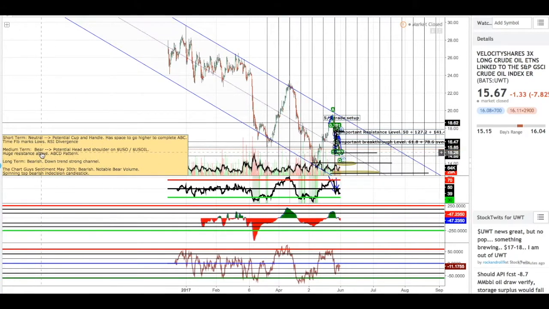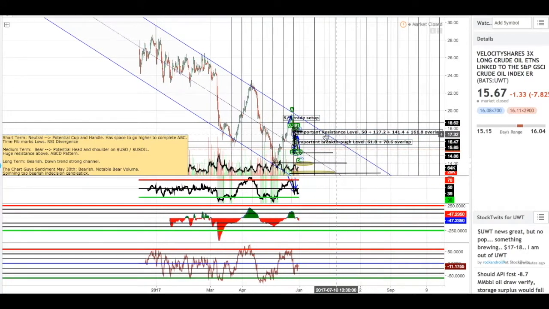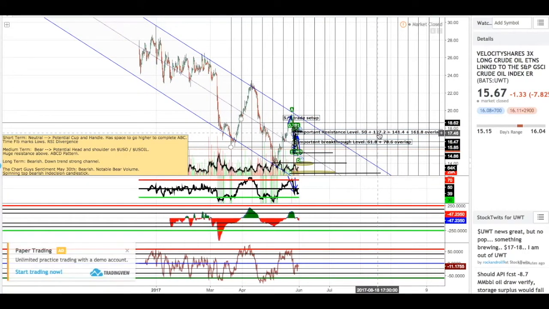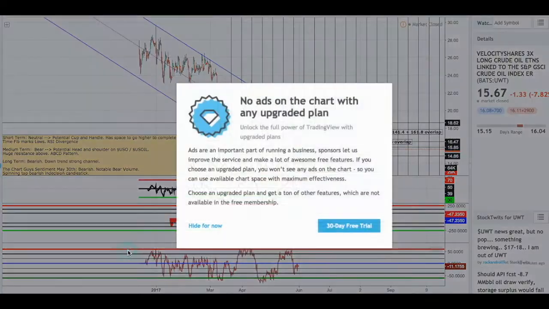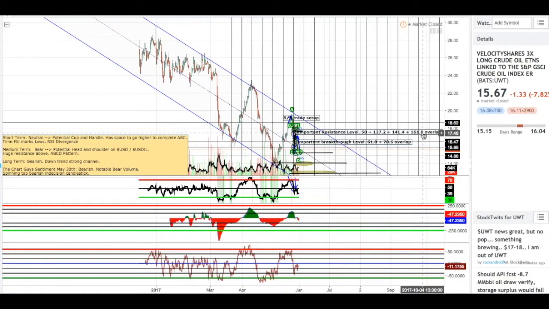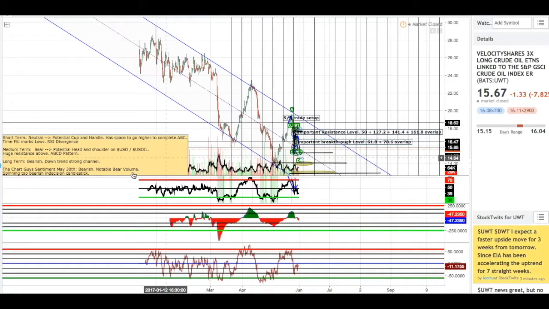From a medium-term perspective, we have a bear potential head and shoulders on USO and US oil. We have a lot of resistance above here. I've noted important resistance levels 50, 127.2, 141.4, and 161.8, all drawn from different fib lines, all converging on this level right here. And we can see that we were rejected extremely hard today off this resistance level. We're down almost 8%. And we do have finally an ABCD pattern.